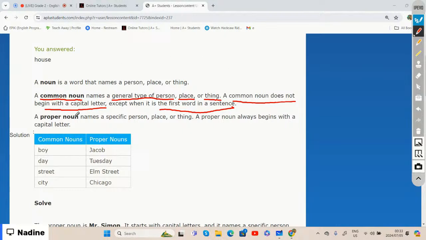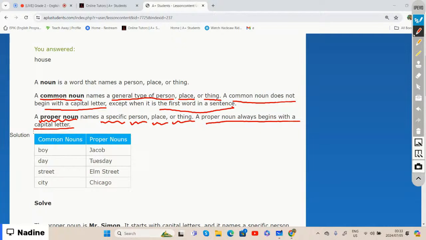Then we have proper nouns, right? And proper nouns name something specific. So, it names a specific person, place, animal, or thing, right? And when it comes to proper nouns, they always begin with a capital letter. Because now instead of just saying teacher, you can say Nadine. Instead of just saying boy, you say Victor. Instead of just saying girl, you say Lane, right?